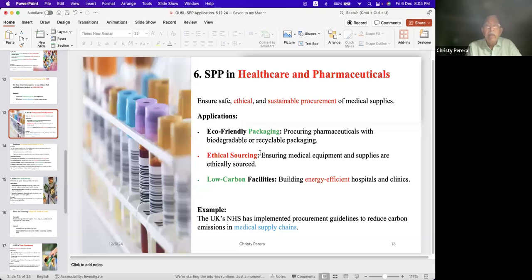Eco-friendly packaging, mainly. For health products and pharmacy products, we have a separate procurement guideline for pharmaceutical projects. In those days we had only two guidelines: one is the Goods, Services and Works guideline, and the other one is the pharmaceuticals guideline.